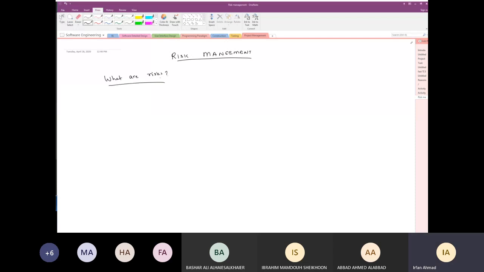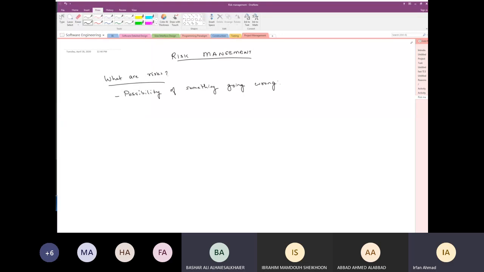Let's think about risk as the possibility of something going wrong. Does this make sense? Risk is the possibility of something going wrong, in very general terms, right? If something went wrong, is it a risk? It's failure. It's already done, right? So it's not a risk.